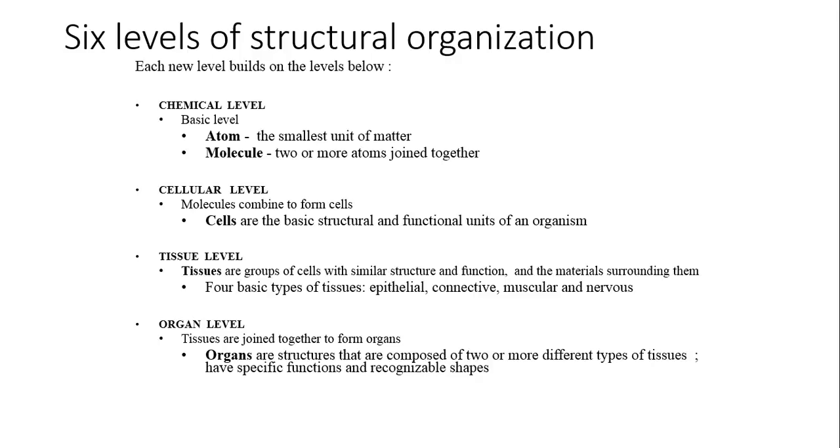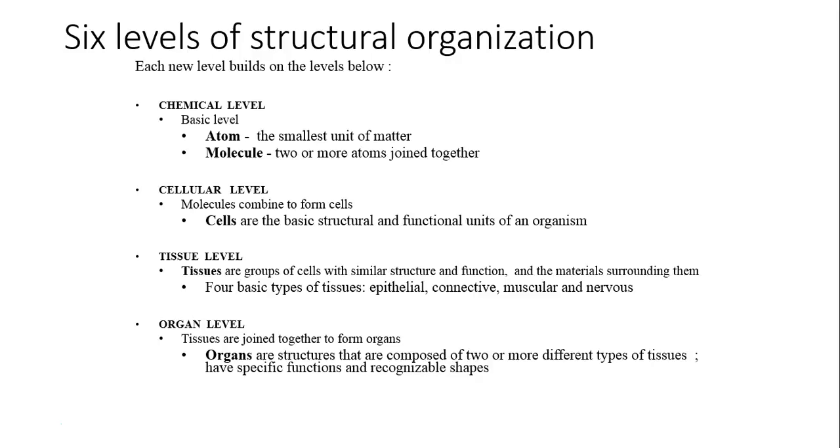Cells are the basic structural and functional units of an organism. All organisms are composed of one or more cells. Tissues are groups of cells with similar structure and function, including the materials surrounding these cells. There are 4 basic types of tissues: epithelial, connective, muscular, and nervous.